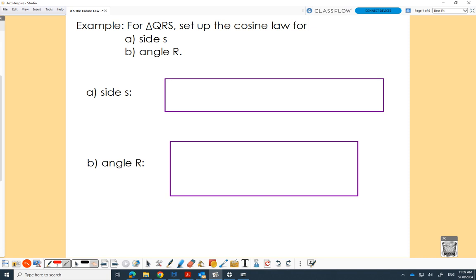As a warm-up to cosine law, you don't have to really get this just yet. Just see it. This is seeing it through. For triangle QRS. What QRS? Oh, I got to draw it. QRS. Here I come. QRS.